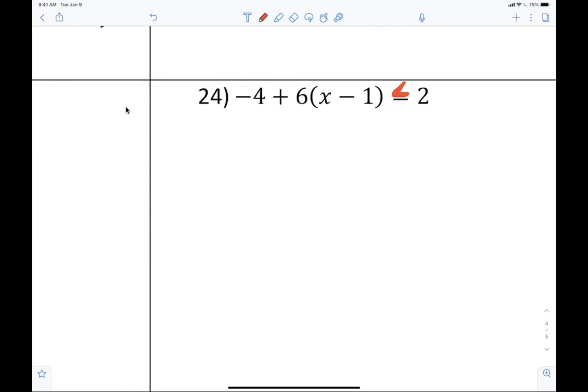Now, what do I need to do on this problem? Add 4 and then divide by 6. That should all be mental. Add 4 becomes a what? Divide by 6 becomes a, then what? And it becomes, X is what? Less than or equal to 2.